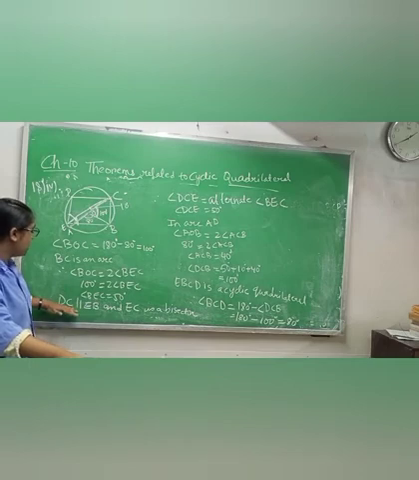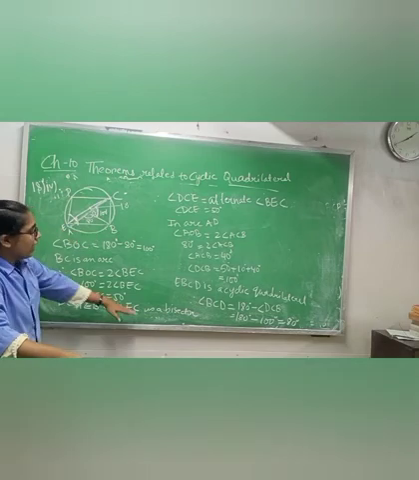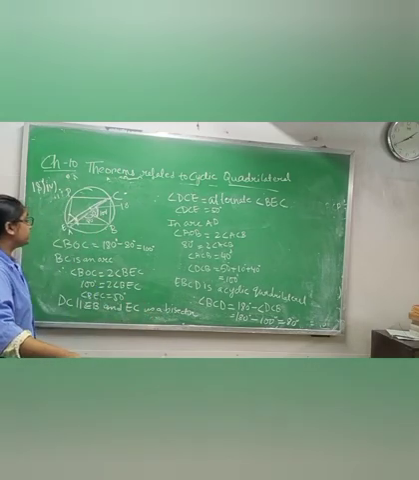Now you can see DC is parallel to EB, DC is parallel to EB, and EC is a bisector.